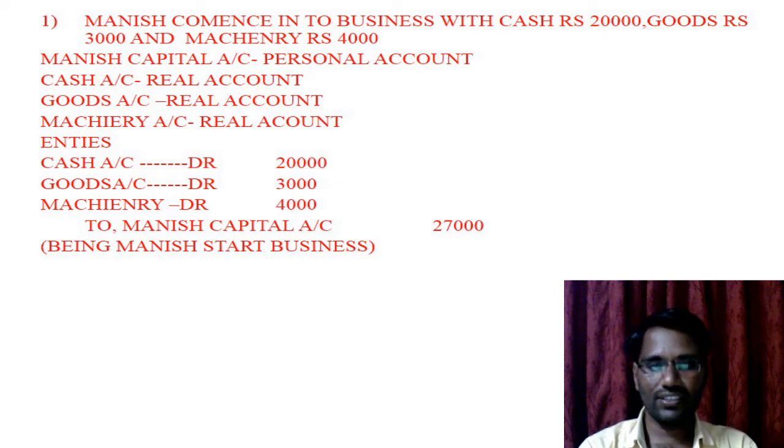And finally the journal entry becomes: cash account debit 20,000, goods account debit 3,000, machinery account debit 4,000, to Manish capital rupees 27,000. 27,000 is the total of cash, goods and machinery. The total amounts become the same, rupees 27,000. And write the narration. Narration means it is the summary of the transaction with the words of being. So being Manish started a business.